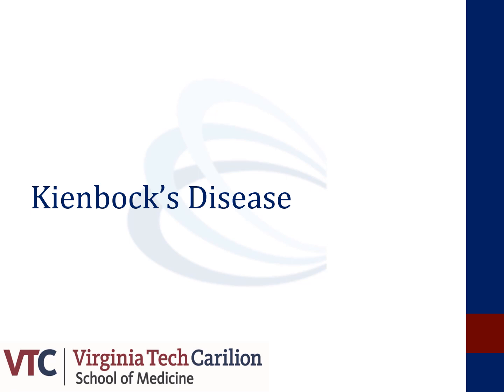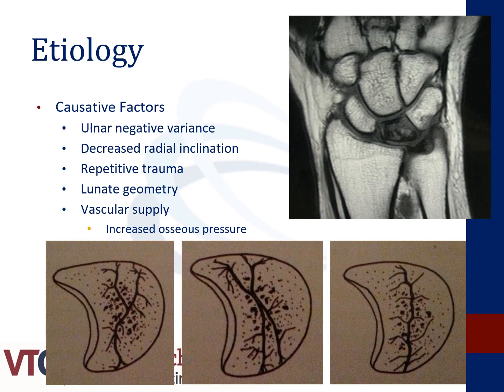Now for Kienbock's disease. Kienbock's disease is avascular necrosis of the lunate. Causative factors are ulnar negative variance, decreased radial inclination, repetitive trauma, lunate geometry, or the vascular supply.